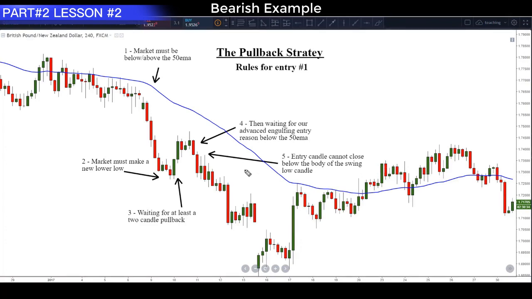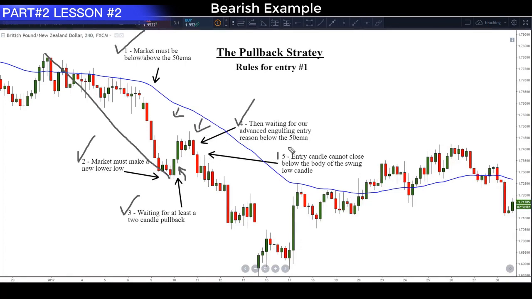And this, of course, is a bearish trade. What do we need to see? Market trading below the 50 EMA, creating a new lower low in trend. We have rule number 1 and 2 met. Then we need at least a 2 candle pullback, opposite of the underlying trend, which is down, meaning we need 2 green candles at least. We can have more than 2, but no less than 2. That rule has been met. Next up, we're waiting for our advanced entry pattern below the 50 EMA. Is that rule met? Yes, it is.